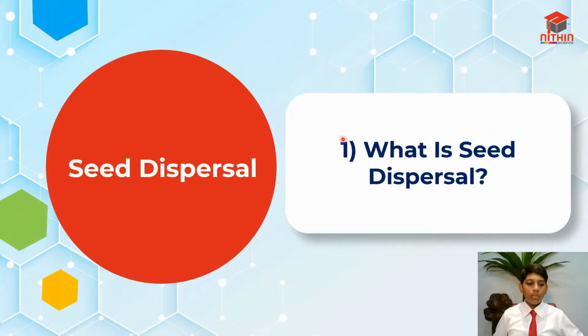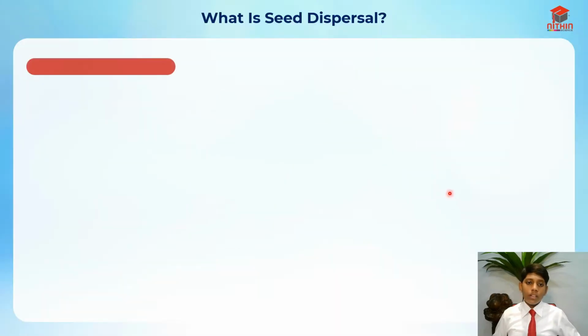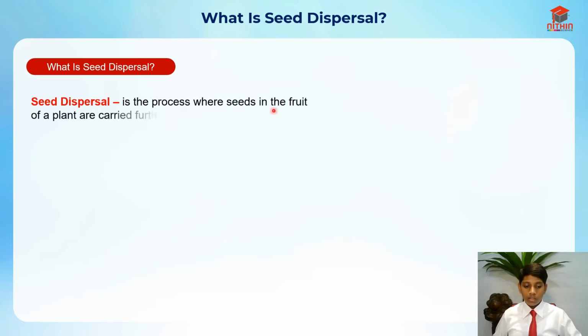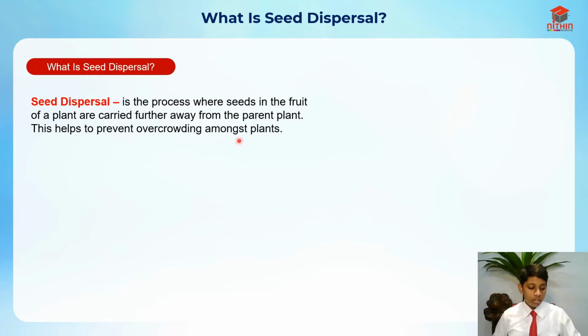For the first segment of this video, I'm going to go through what seed dispersal is. Seed dispersal is the process where seeds in the fruit of a plant are carried further away from the parent plant. This helps to prevent overcrowding amongst the plants. I'll explain why the seeds are carried further away from the parent plant later on in this video.